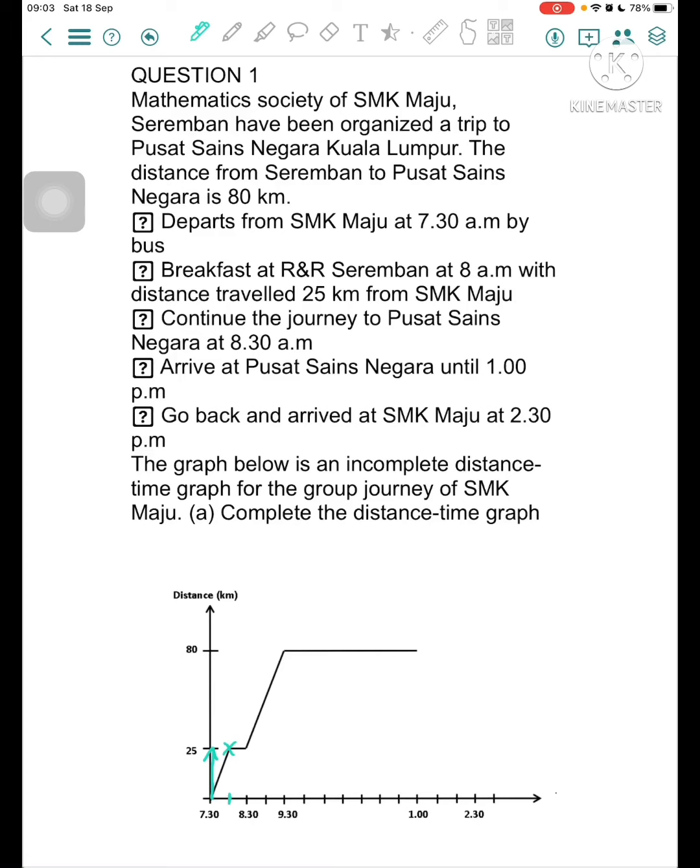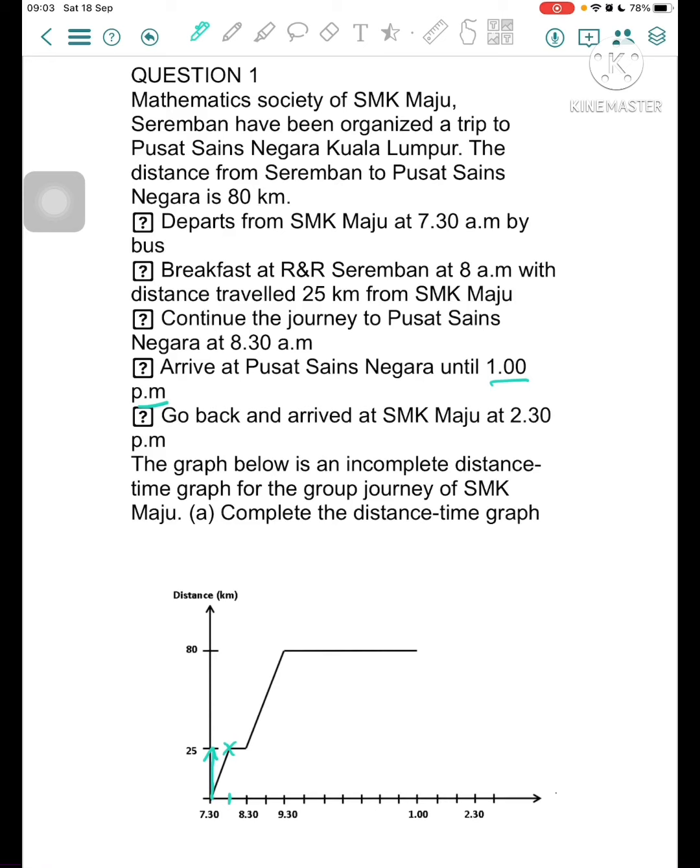Okay, then the third point, continue the journey to Pusat Sains Negara at 8:30 am. So the duration between 8 to 8:30 am is 30 minutes. Those 30 minutes are the time they were at R&R Seremban. Okay, then arrive at Pusat Sains Negara until 1 p.m. 1 p.m. should be the time they leave.